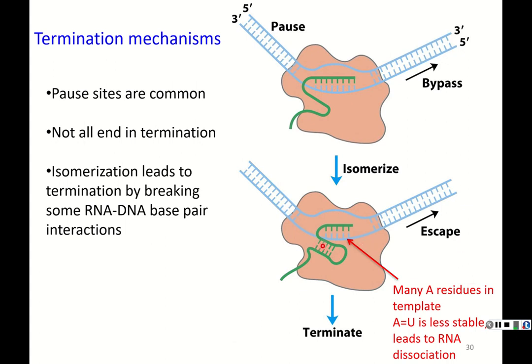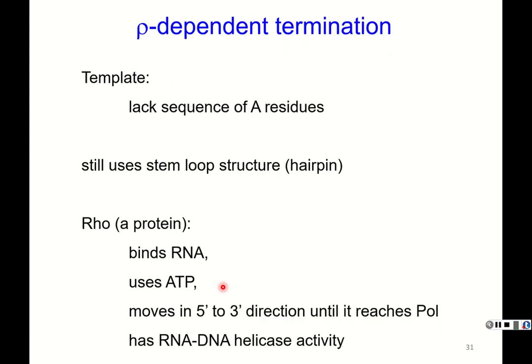And also here, after the formation of that hairpin, you have a place where you have many A residues, right? That's because the double hydrogen bond is less stable than a GC triple hydrogen bond. So that also helps lead to the dissociation there and the termination of transcription.